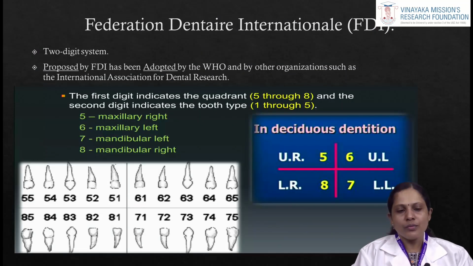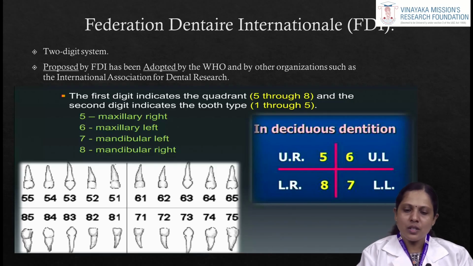Next we will see about the Federation Dentaire Internationale, or FDI numbering system. It is also known as the 2-digit numbering system because for each tooth 2 numbers are given. The first number denotes which quadrant it is and the second number denotes which type of tooth it is. It was first proposed by FDI, adopted by WHO and other organizations, and commonly accepted as a universal tooth number. As I told you, the first digit represents the quadrant and the second digit indicates the type of the tooth.